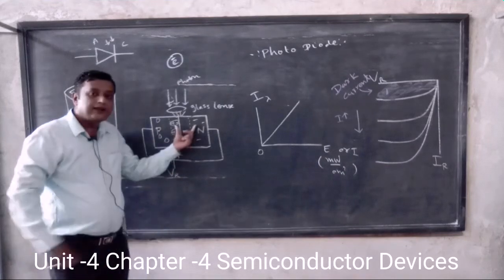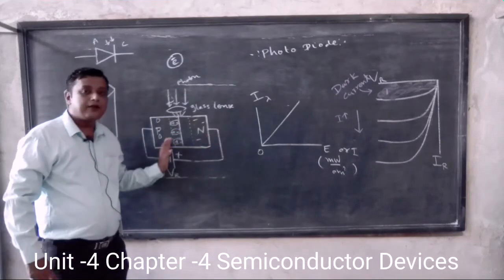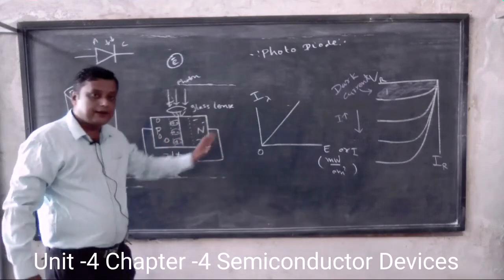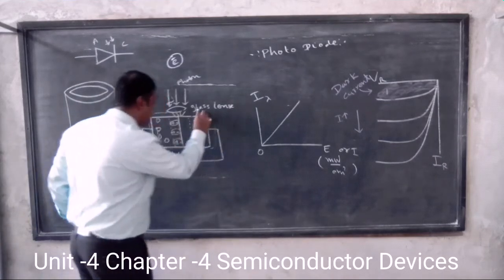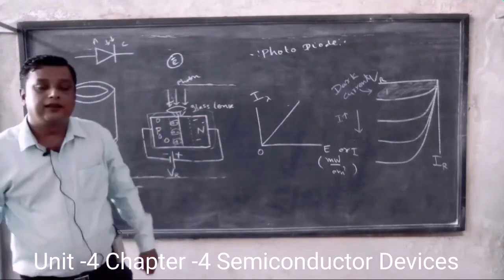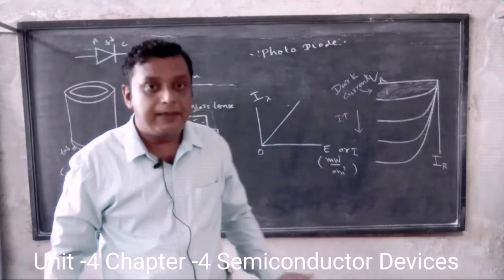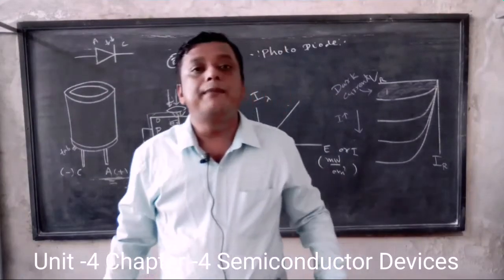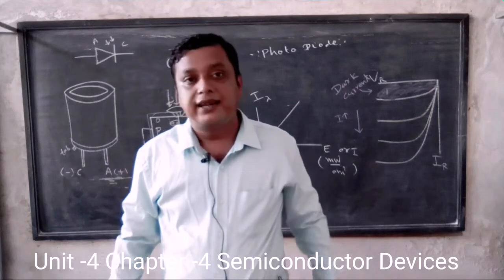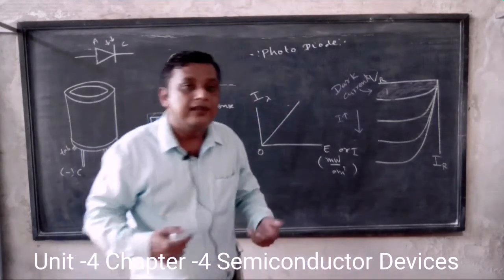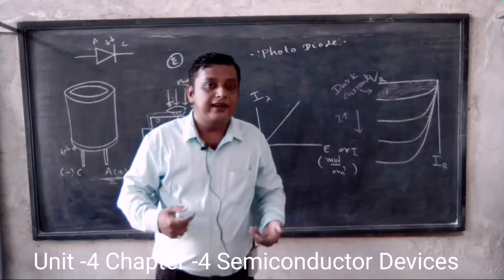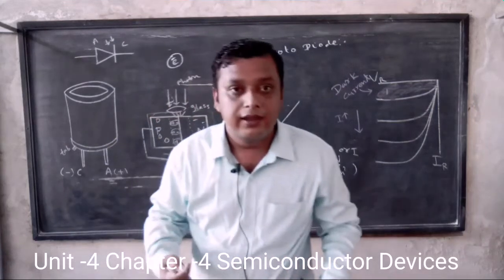Now the remaining body of the photodiode is colored black. Why are we using black color? The reason is that black color absorbs the maximum light energy, and due to the black color, heat energy can also be generated whenever light energy is falling onto the photodiode.